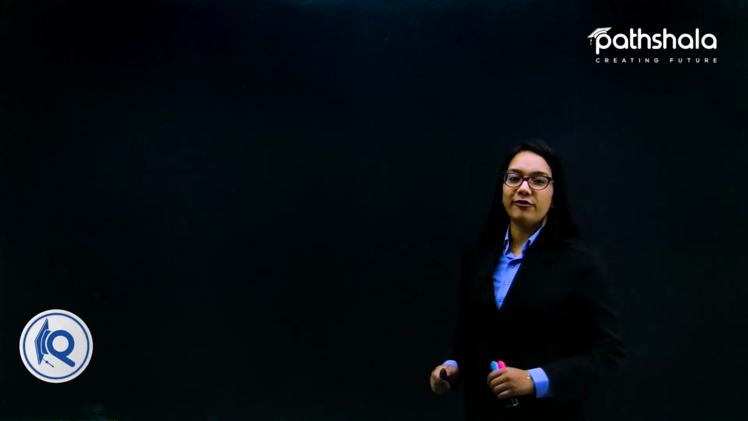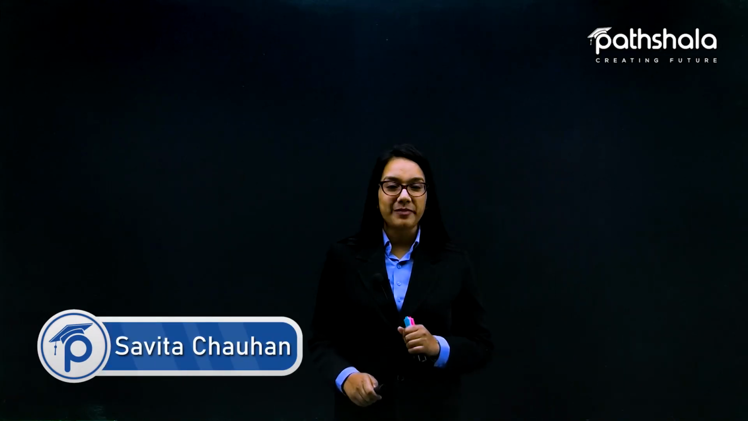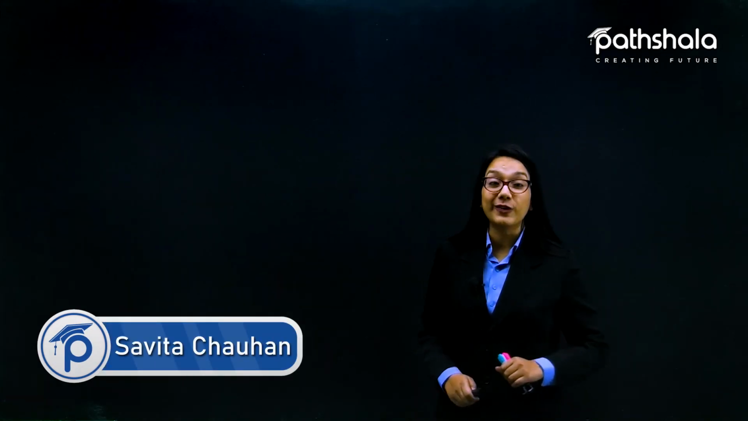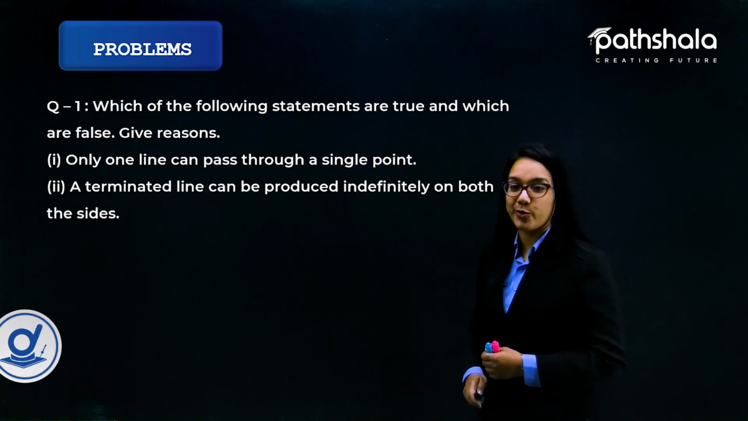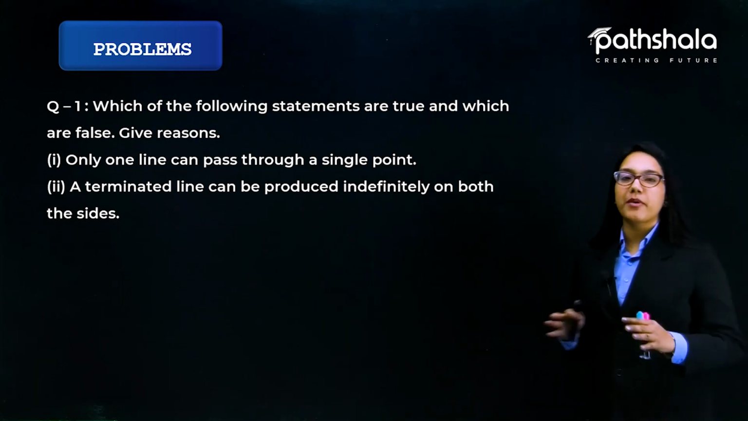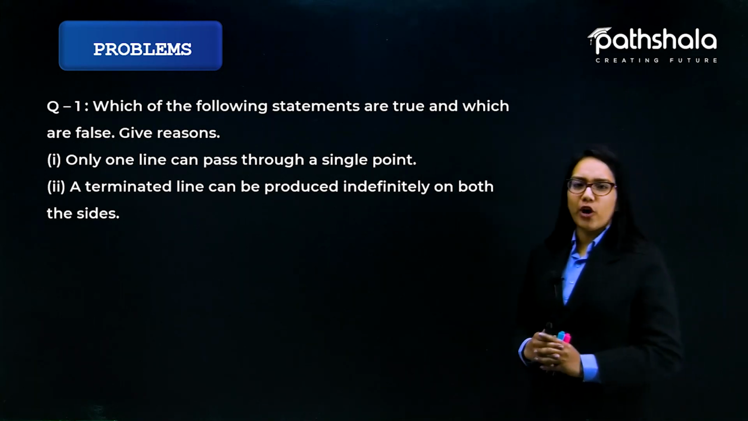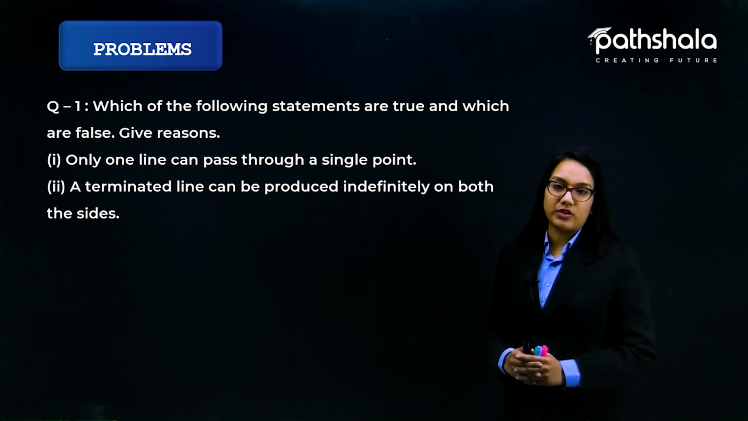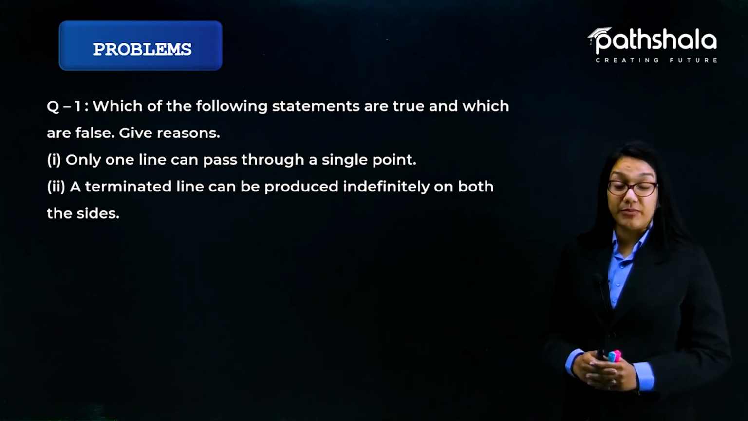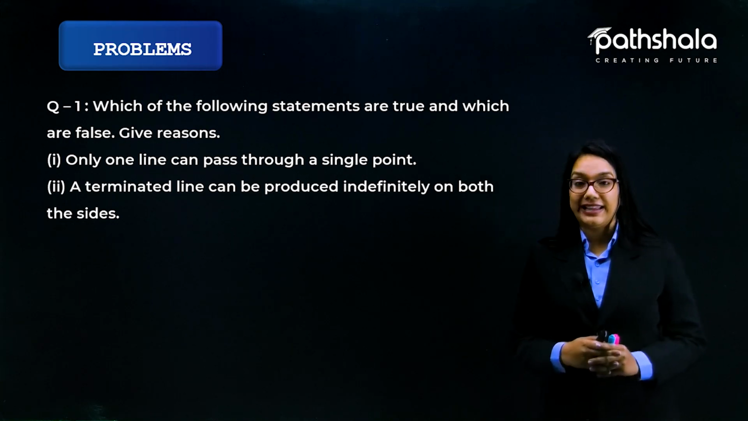So let's just move on further and see some of the problems that are again related with Euclid's axioms, postulates, definitions, and so on. Let us suppose we are talking about question number 1, which says: which of the following statements are true and which are false, and give reasons for it.